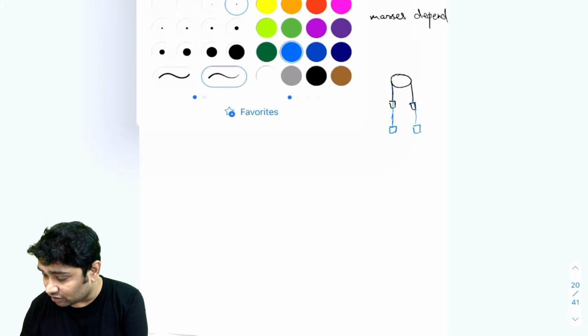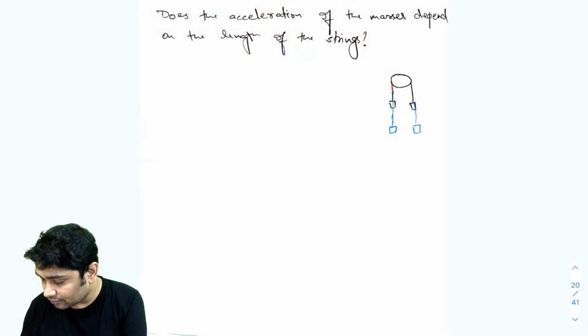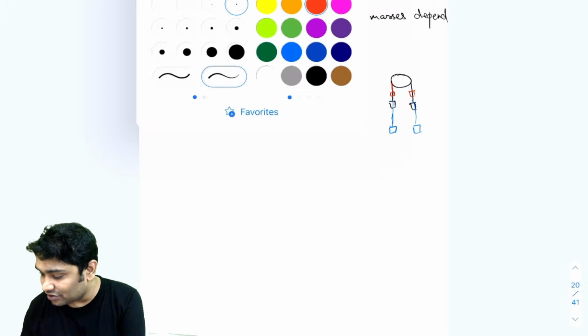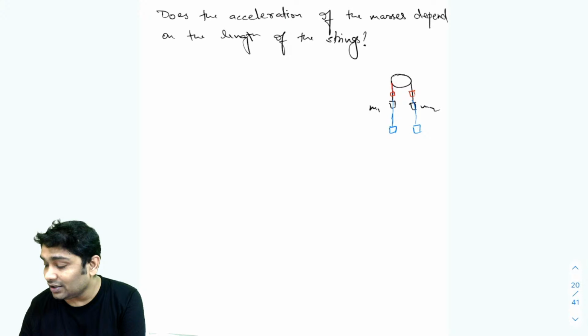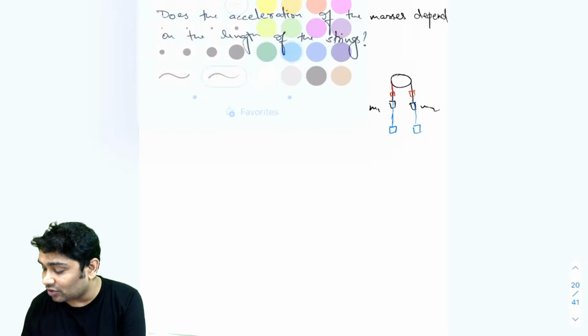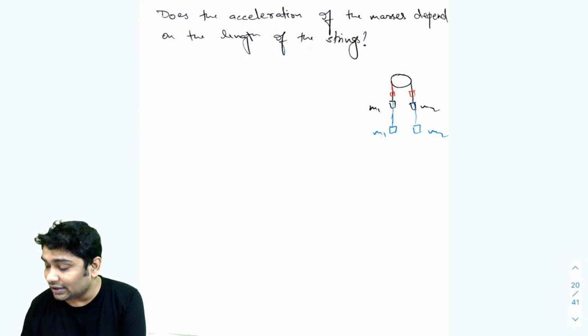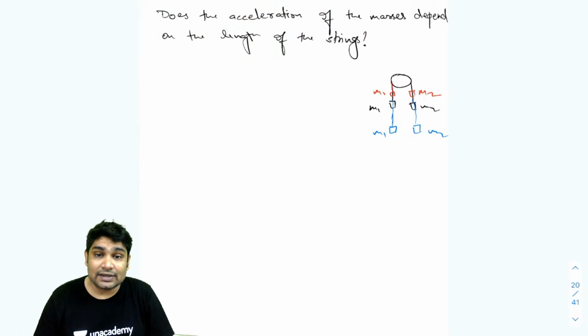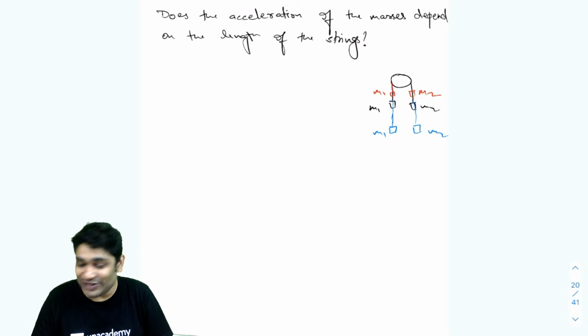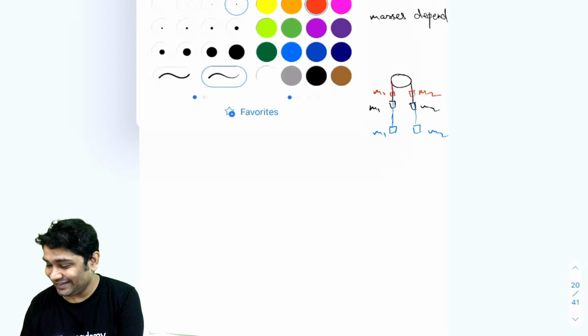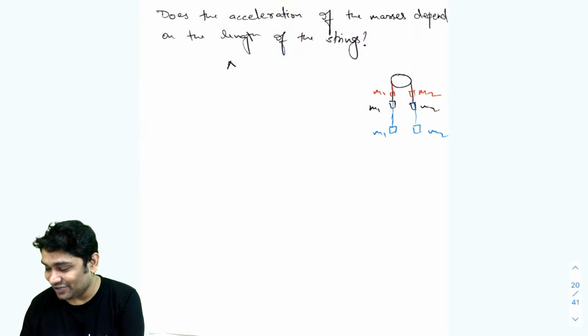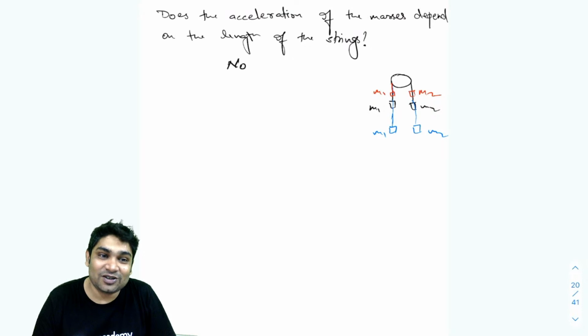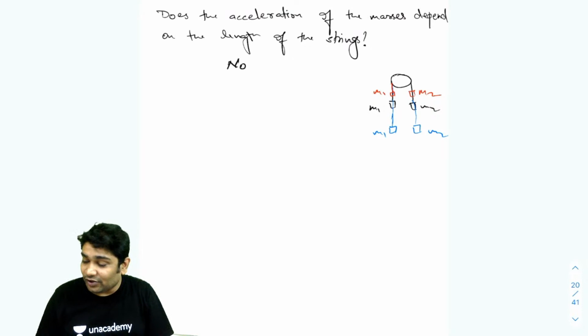Also, if these strings were shorter, would the answer change? So in one case, you know that M1 is here, M2 is here. The second case, I'm asking if M1 was here and M2 was here. And in the third case, if M1 was here, if the string was cut shorter, would the answer change? No, the answer will not change. So it would be the same. See, the length of the string does not matter because none of your equations would have changed, right?